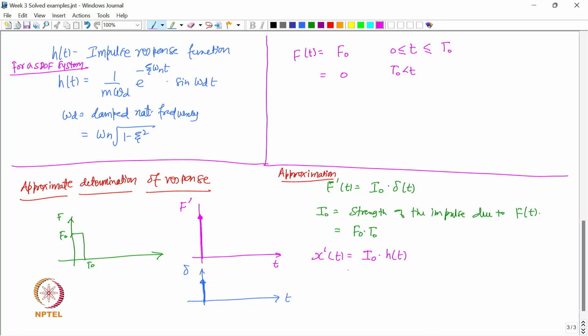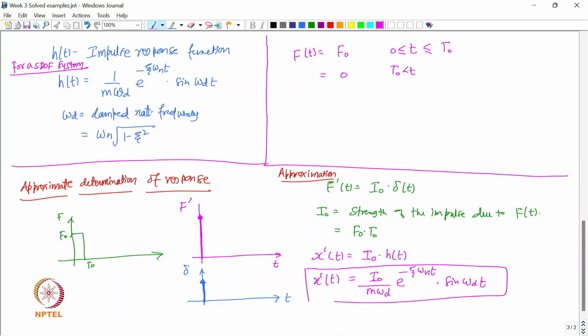So, therefore, x dash of t will be simply equal to I naught upon m omega d, e to the power minus zeta omega n t, into sine omega d t. So, that becomes the equation for the approximate response, right. And then we have been asked to find the amplitude. So, now we can work out the amplitude, we can go to the next page now.